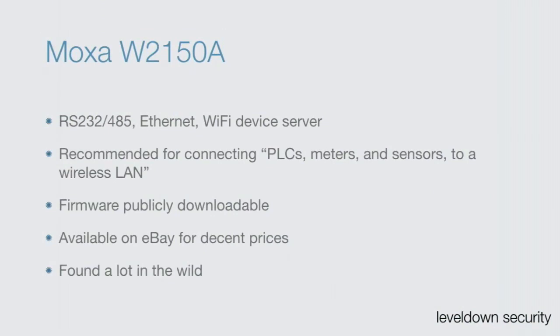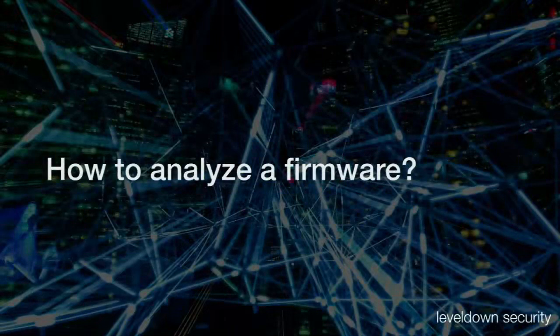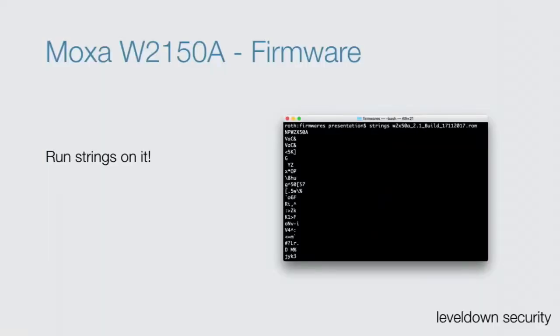And so the first step, as I've mentioned before, was to get the firmware of this device. So what do you do if you find a random firmware? The first thing is you run strings on it, just to see, is this encrypted?